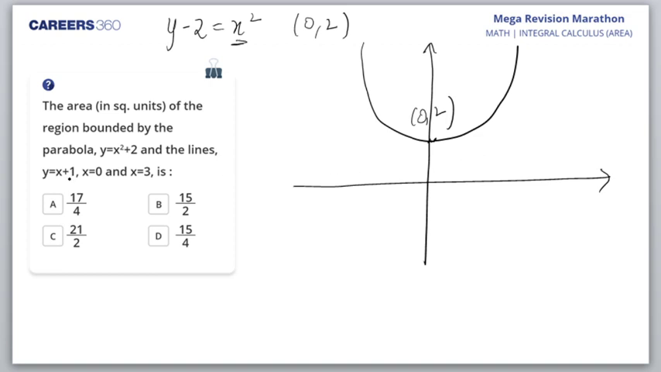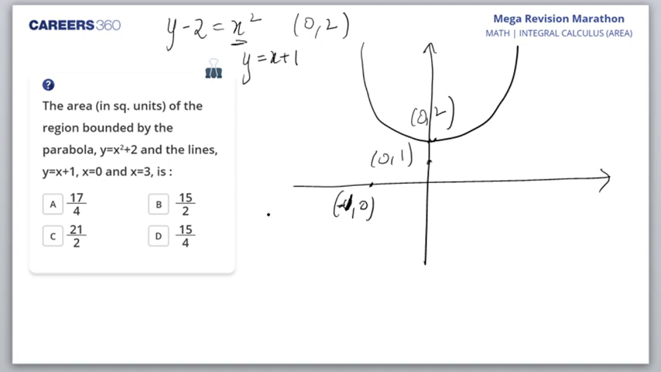And what is the line I have? y is equal to x plus 1. Now its y-intercept is 1, so it is (0, 1), and its x-intercept is minus 1, so (minus 1, 0). Now before I join these 2 points and go like this, I have to find out whether this line intersects the parabola at all or not. So just check it.